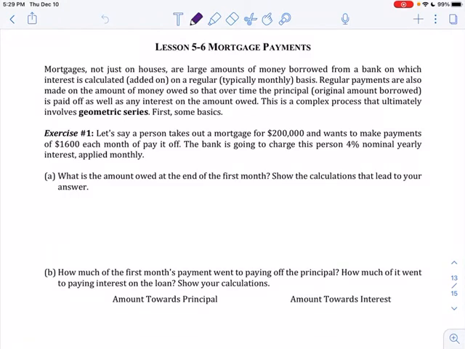Hi, Algebra 2. This is Unit 5, Lesson 6, so it's the last lesson in this chapter. And today we're going to talk about mortgage payments.